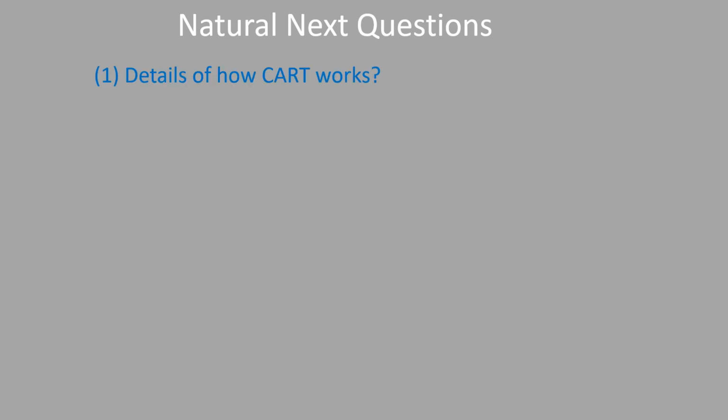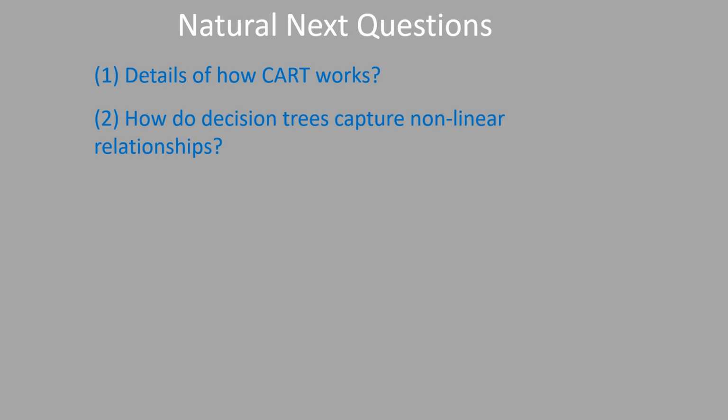And so the first natural next question that I would have after watching this video is the details of CART, like I was talking about. We have an overview of how CART works, but how does it really work? I want to look at the pseudocode of the algorithm, maybe look at the actual open source code in sklearn. I'd be very interested in the details of how CART works. Also, how do decision trees capture nonlinear relationships? I say that they do, but what's the logic behind that? What's the actual methodology, or I guess the actual conceptual understanding of how decision trees capture nonlinear relationships?